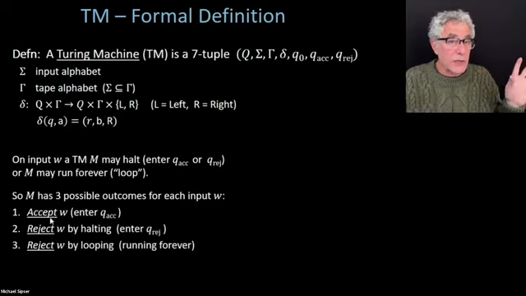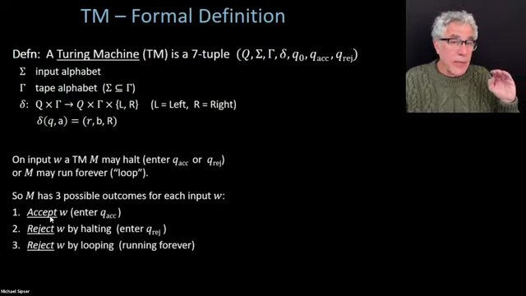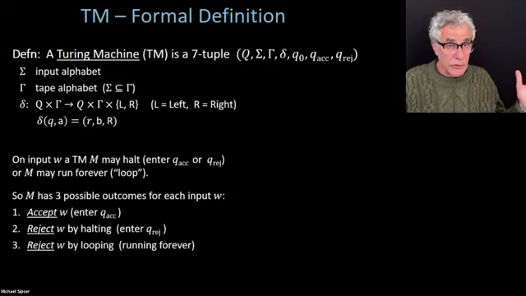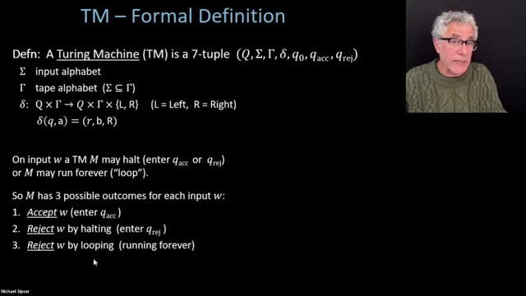So you either accept it by halting and accepting, or reject it by either halting and rejecting, or by just going forever. That's also considered to be rejecting. It's sort of rejecting by default. If you never actually have accepted it, then it's going to be rejected.